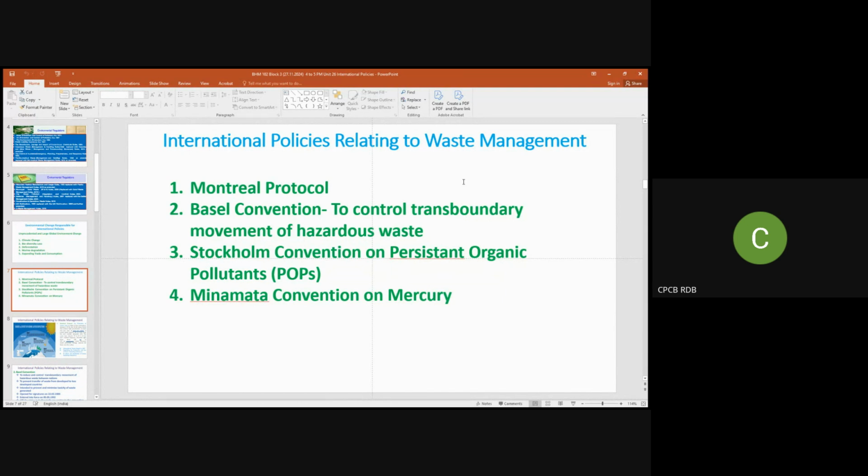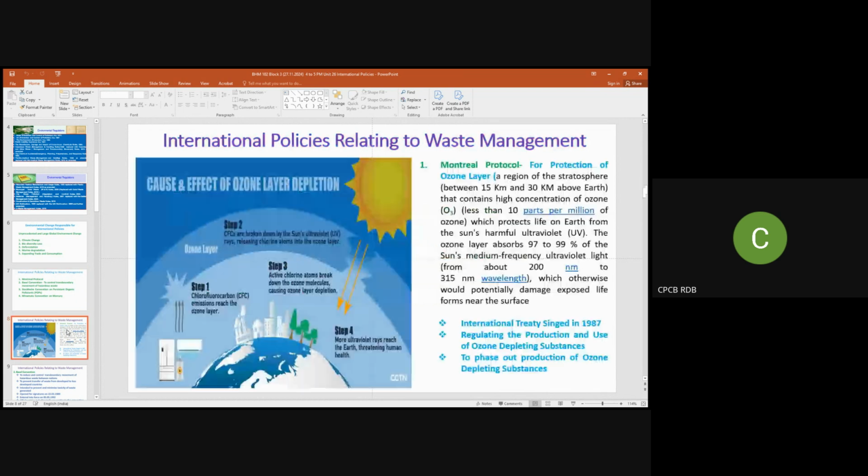There is a convention called the Basel Convention, and there is one more international treaty or international policy, the Stockholm Convention on persistent organic pollutants. What is this? We will see. There is the Stockholm Convention, and there is one more called the Minamata Convention on mercury. Therefore, what are these? Let us see. International policies relating to waste management.